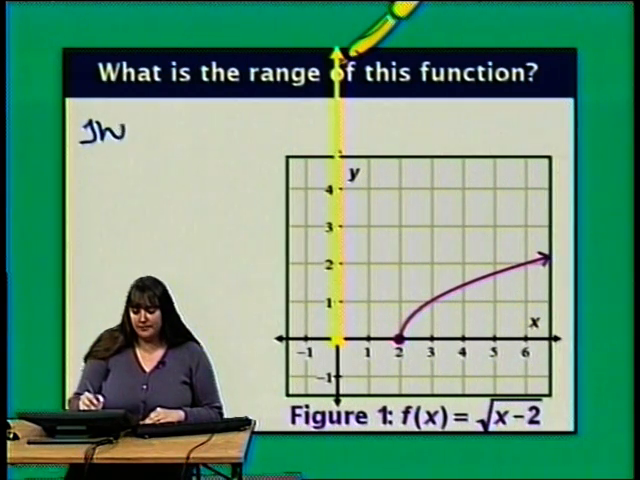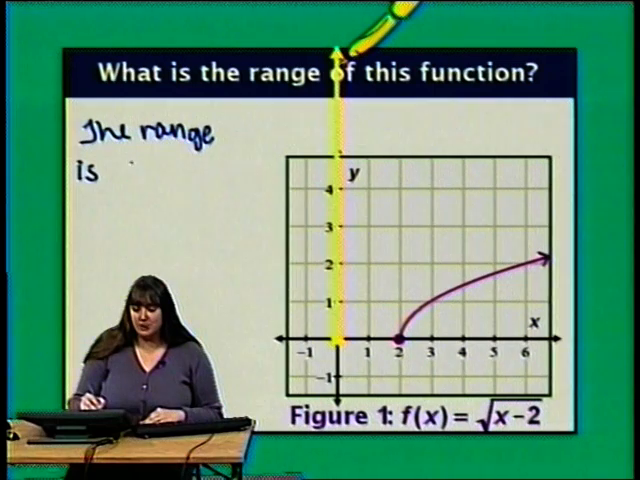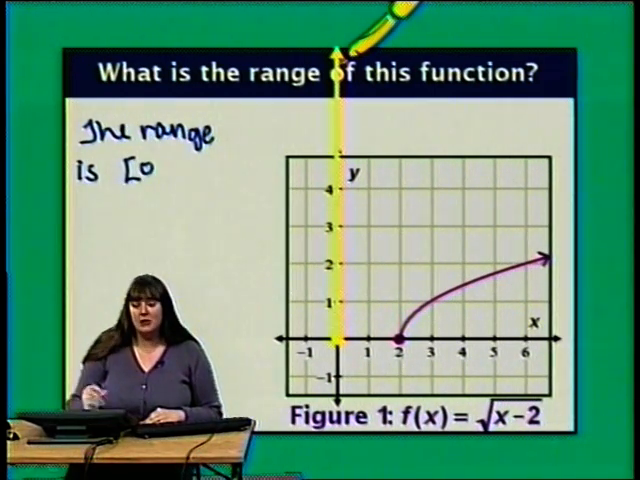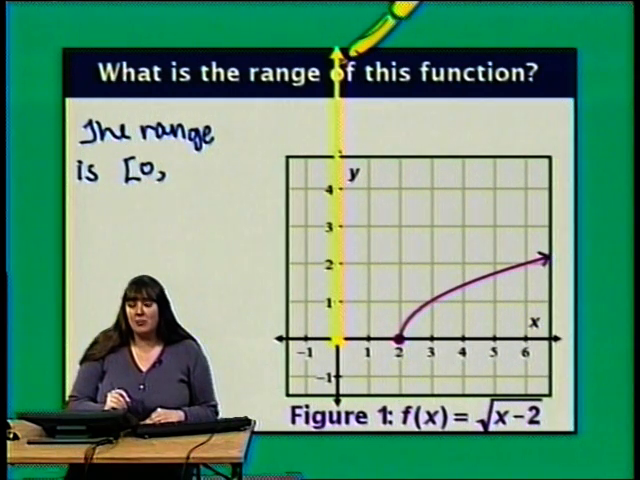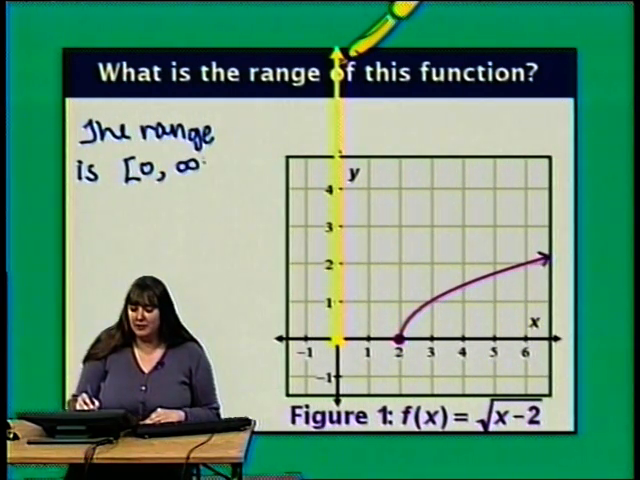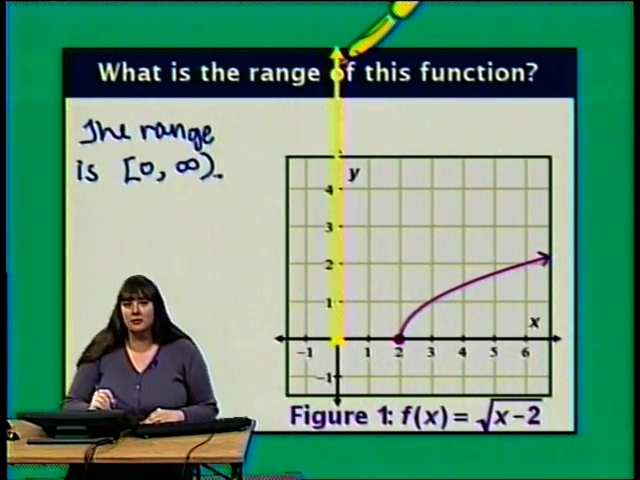So the range, written in interval notation, has the smallest value, 0. We indicate 0 is included with a square bracket. And every positive value, we indicate that with infinity. So the range is 0 included to infinity.